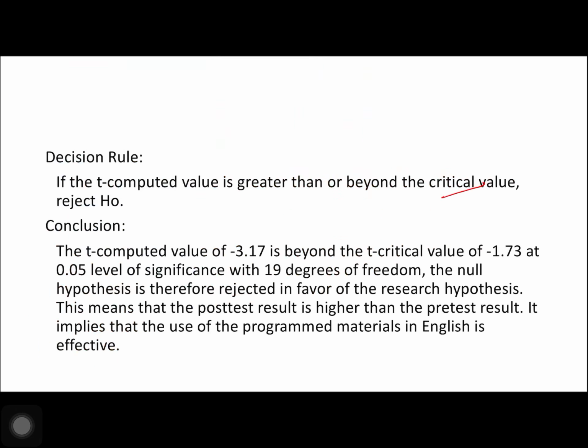So for the decision rule, if the computed value is greater than or beyond the critical value, reject the null hypothesis. Okay? Since our computed value of negative 3.17 is negative, it will be located at the left. Here we have our critical value or tabular value, that is negative 1.729. This is our critical region. Our computed value is negative 3.17. So, it belongs where? In the critical or rejection region.